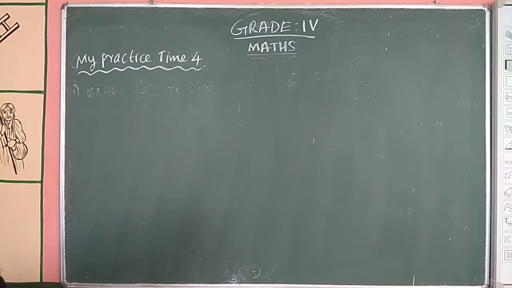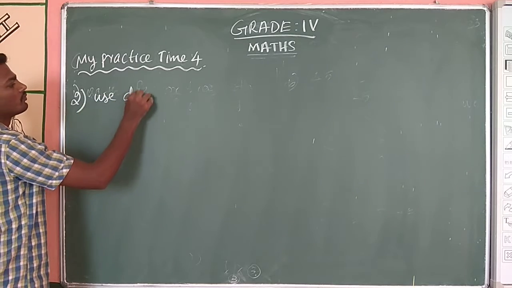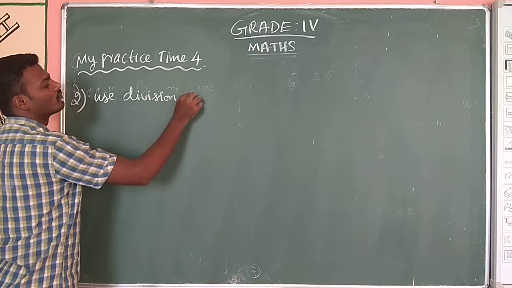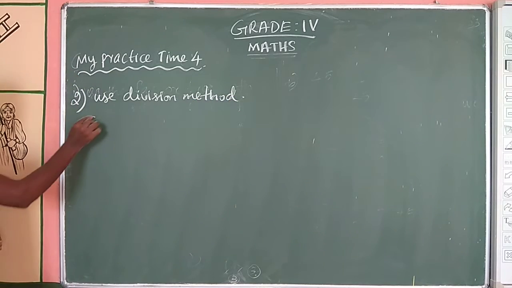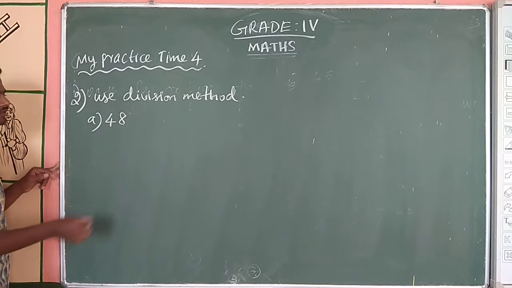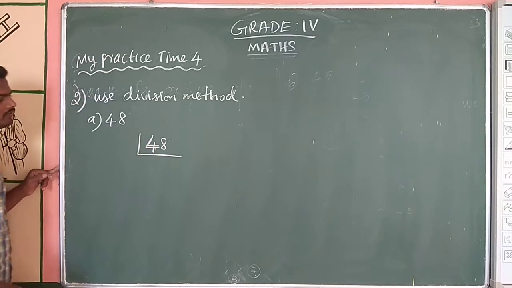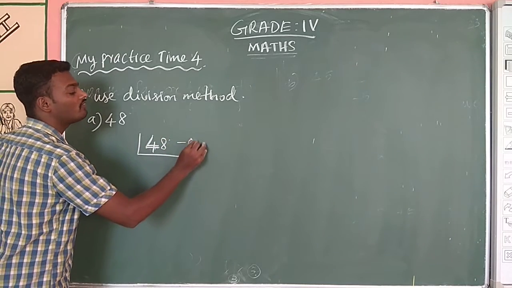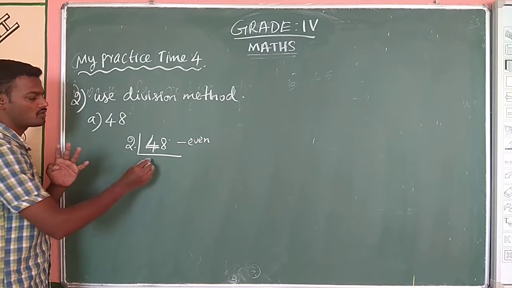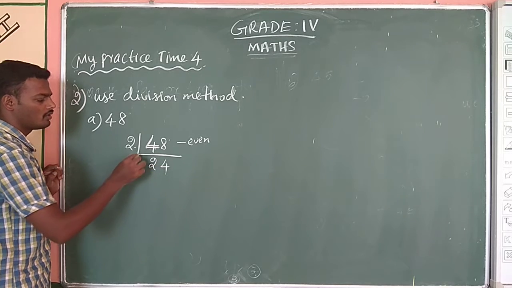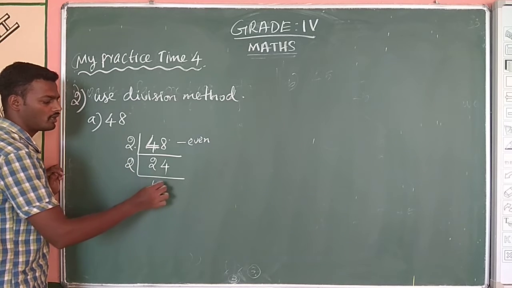Second question: use the division method to find the prime factors of question number 48. In the division method, we write 48 like that. 48 is an even number, so an even number comes in the second table. Second table: 24 comes 2 times. 24 is also an even number, so it comes in the second table. 12 comes 2 times.